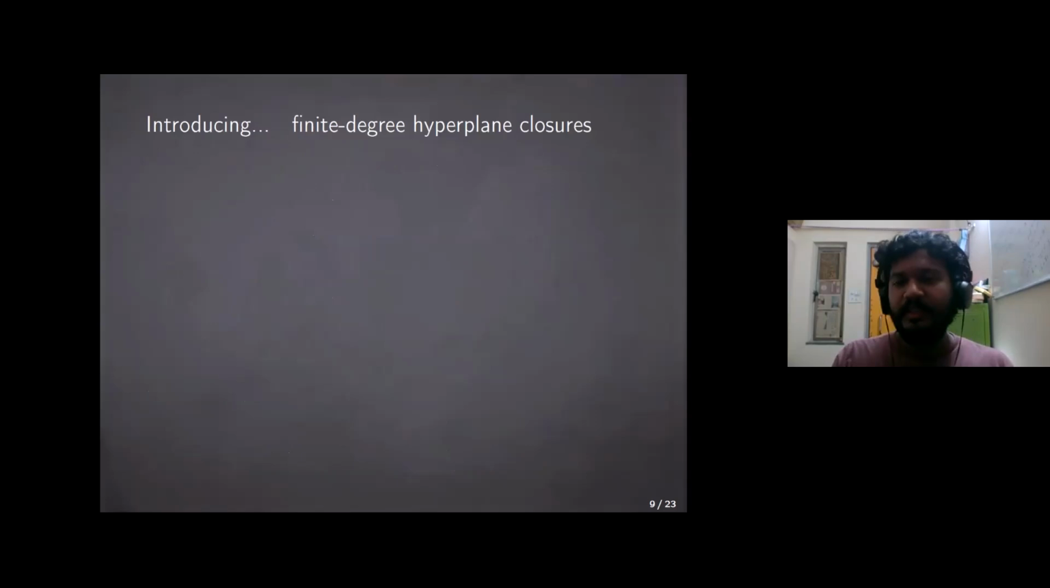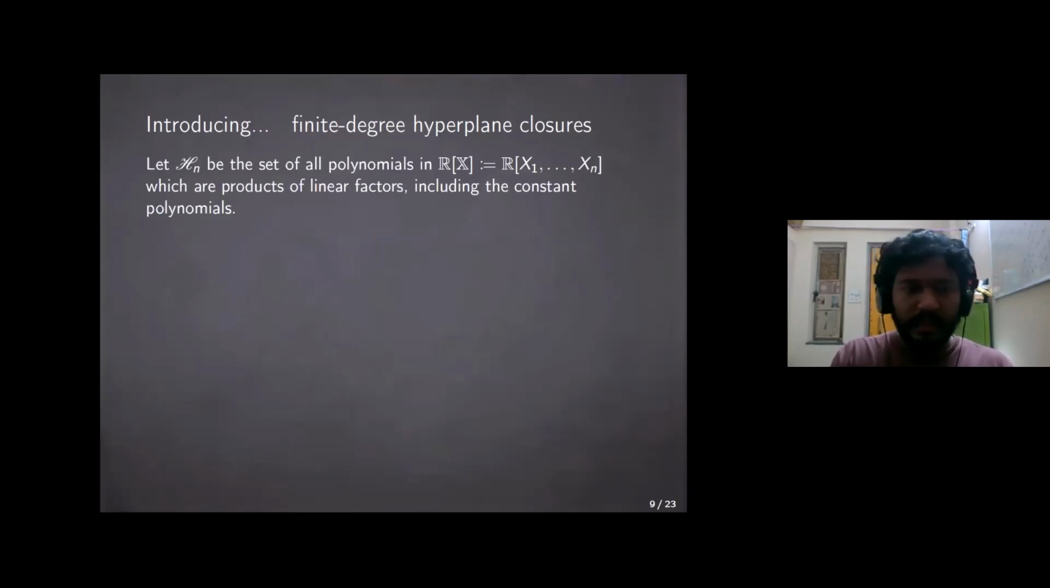That's where I introduce a new class of closure operators called finite degree hyperplane closures. It's very similar to the idea of closures that you see in classical algebra, but we just change the collection of polynomials that we are concerned about. Let me denote by script H_n the set of all polynomials in the polynomial ring R[x1 to xn] which are products of linear factors, including the constant polynomials, just to keep things nice.